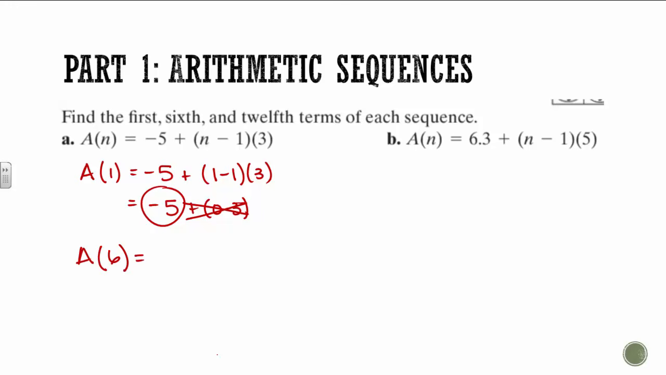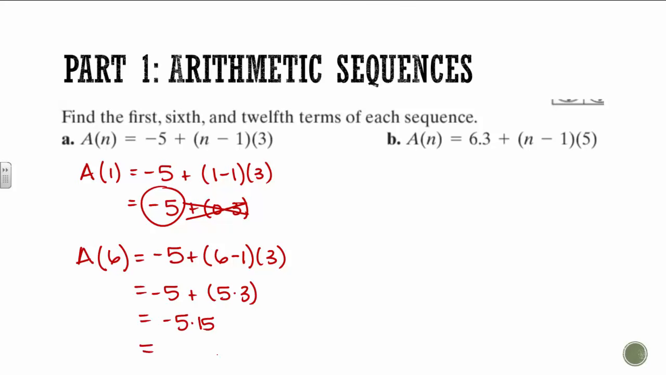6th term, without having to write all the ones in between, all I got to do is plug this in. 6 minus 1 times 3. So you get negative 5 plus 5 times 3, or 10. So remember, this means that you added 3, 5 times. That's your common difference here. I want you guys to find all of them for that one.